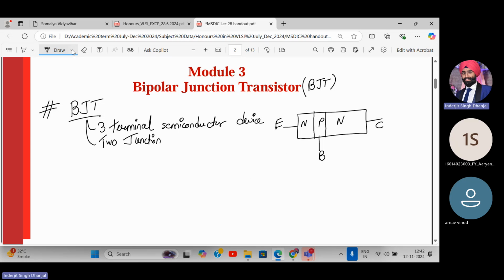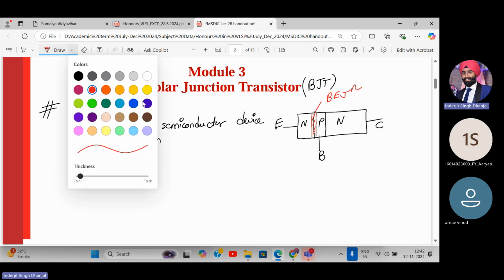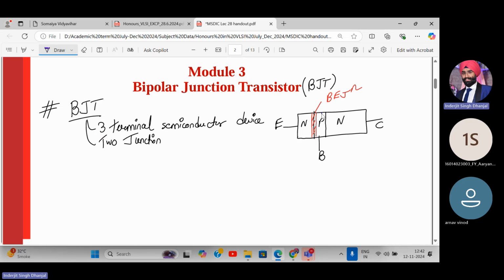What are the two junctions? We have the base emitter junction over here, and the other one is the base collector junction, right? Which is the larger junction? Base collector, right? This is the base collector junction.